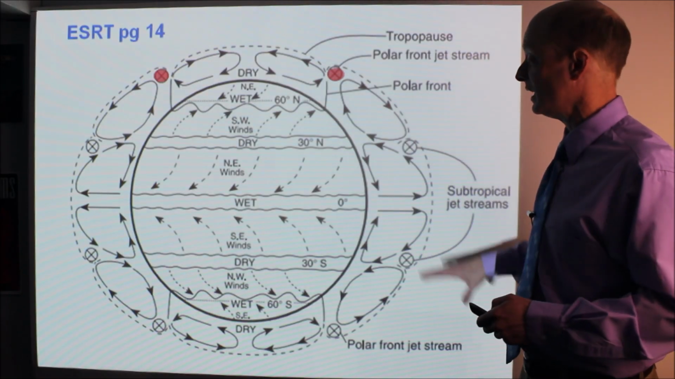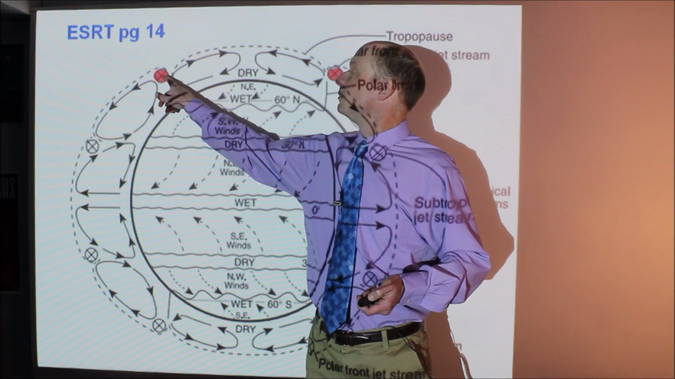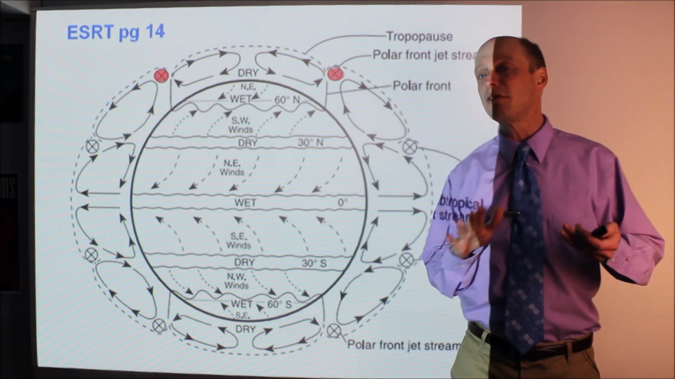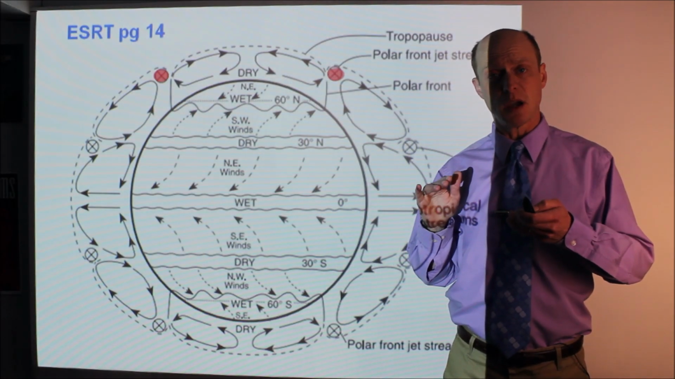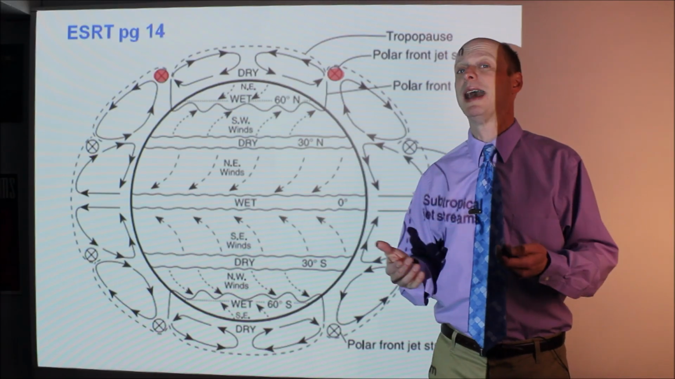This is page 14. This chart tends to drive kids kind of crazy. This is the jet stream here, and it's represented coming out of the board and into the board. But you can't really tell that direction based on this. Okay, so that's not really going to help you. You kind of have to know this.